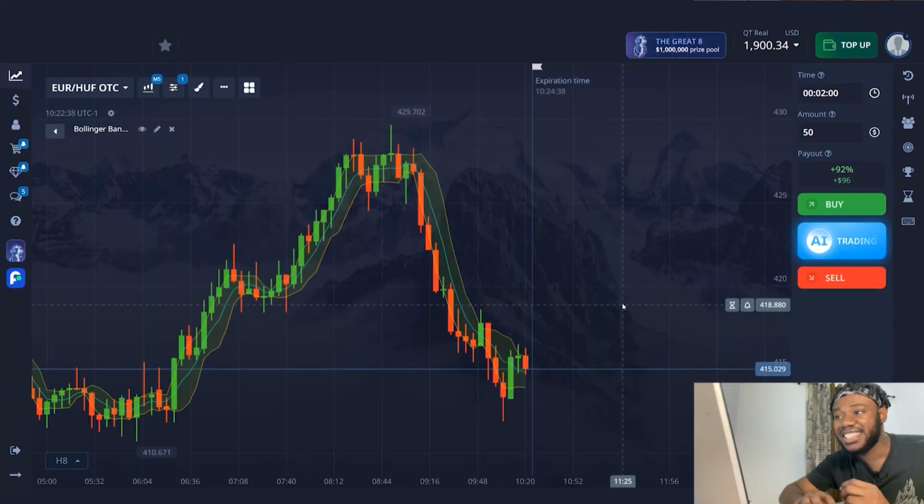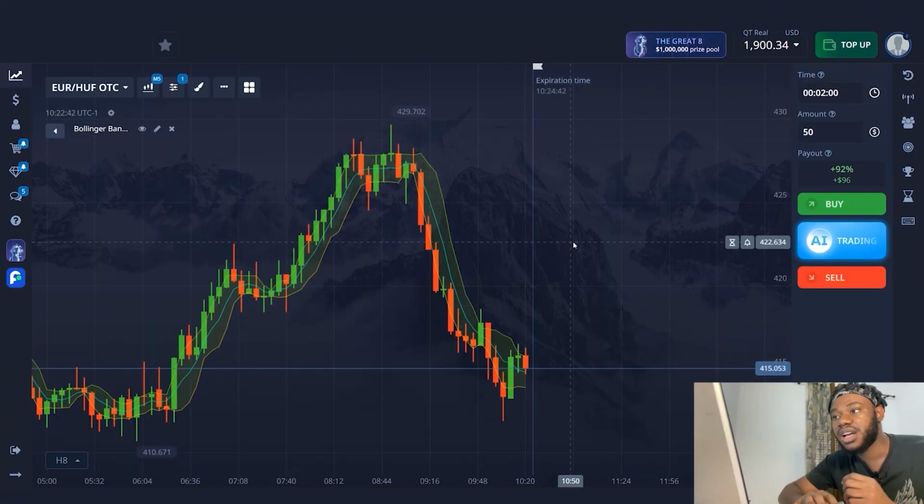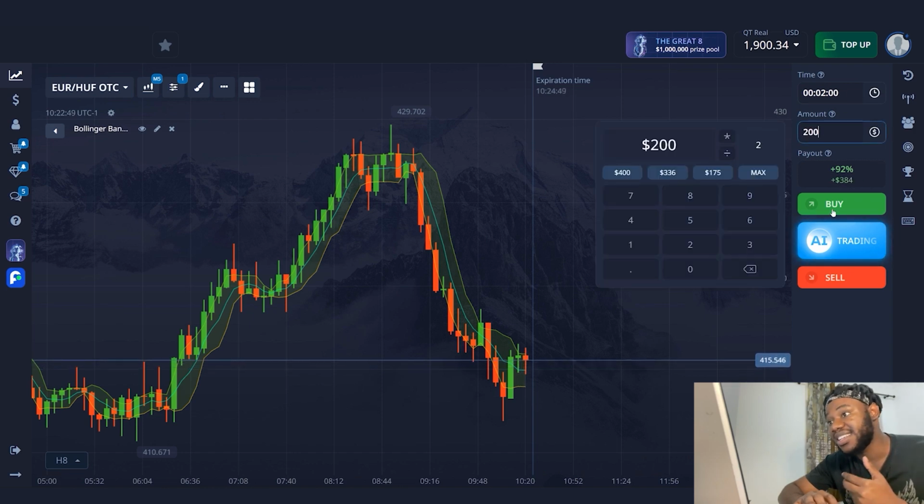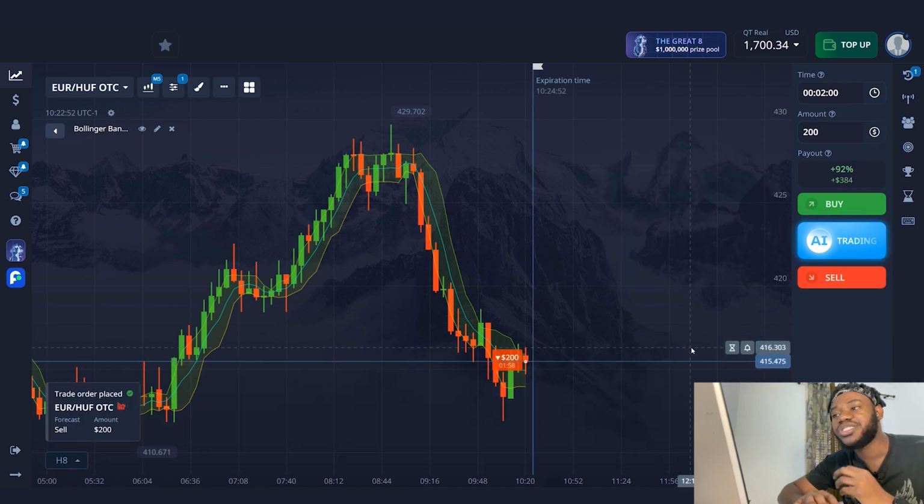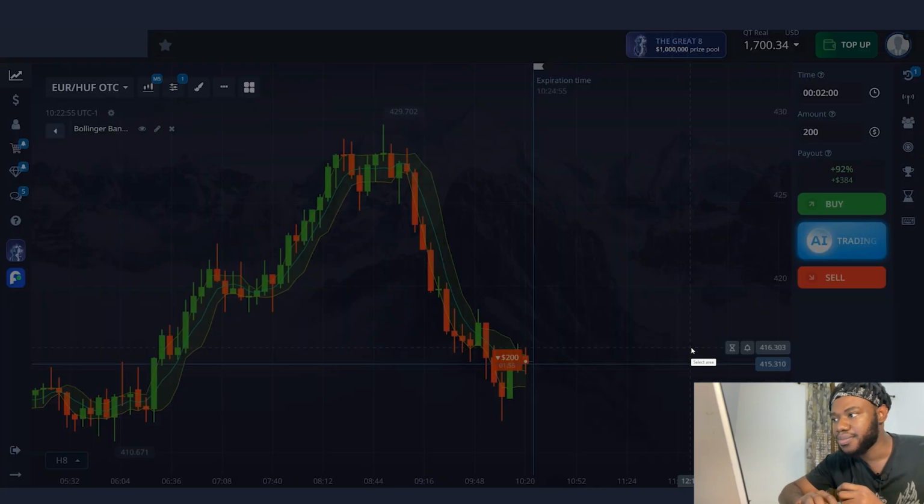Let's take this situation into account. The trade time will be 2 minutes. I will make the trade amount $200. My forecast is that the price will decrease. I press the right button to open the trade.